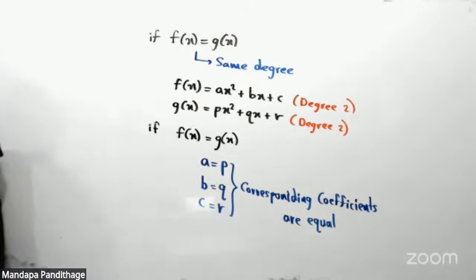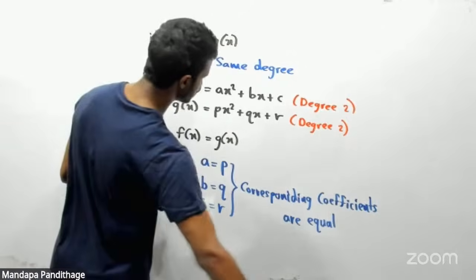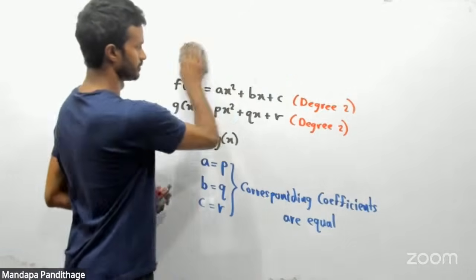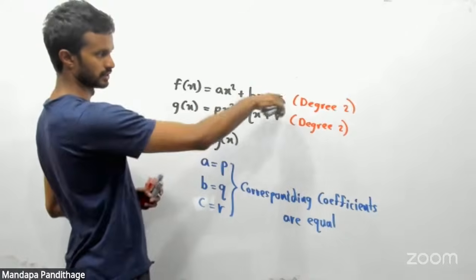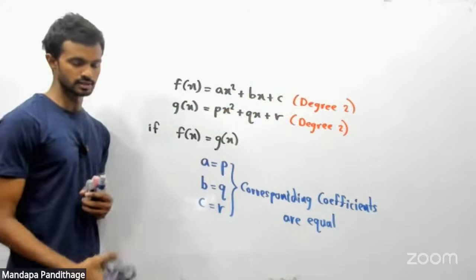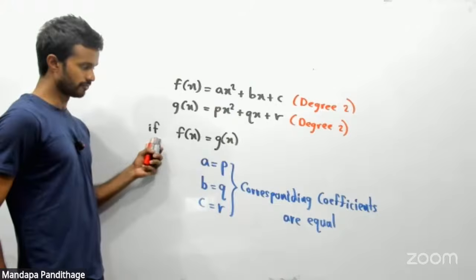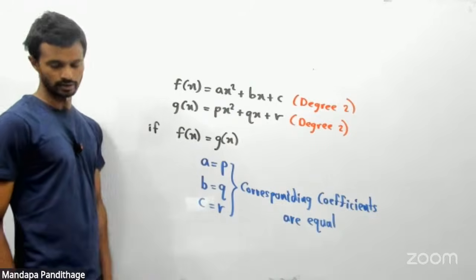Okay. Then don't write this one, just write these two. f(x) and g(x) are equal, write this. Same degree is clear. So the first condition is satisfied. And then write, if f(x) equals g(x), you can write this.